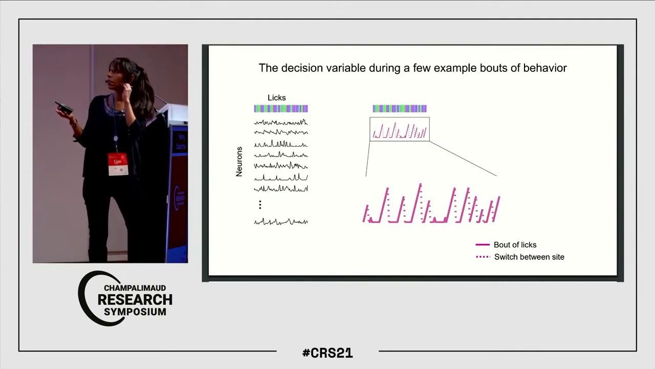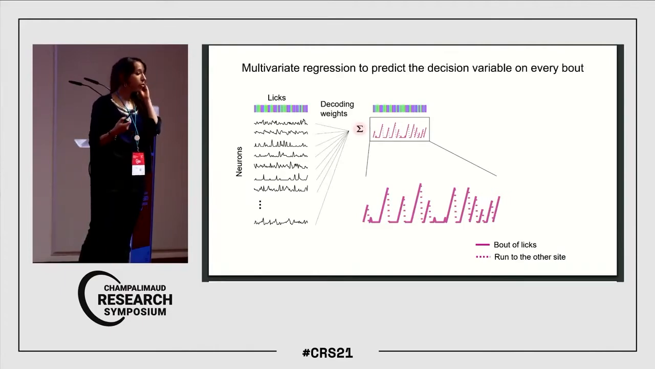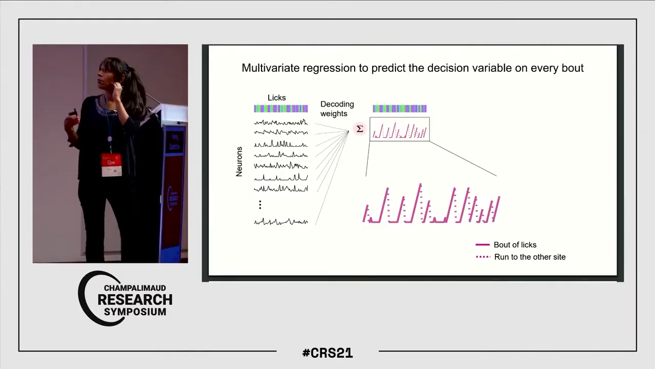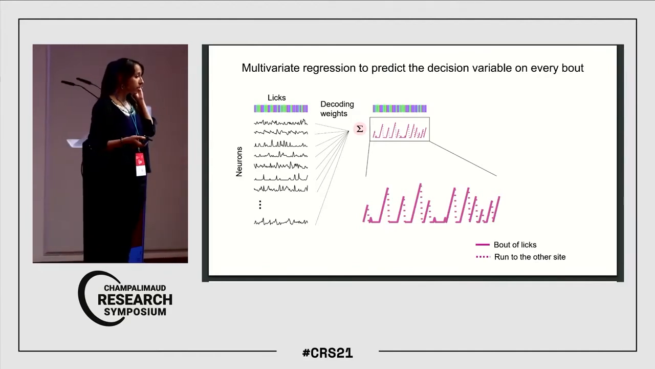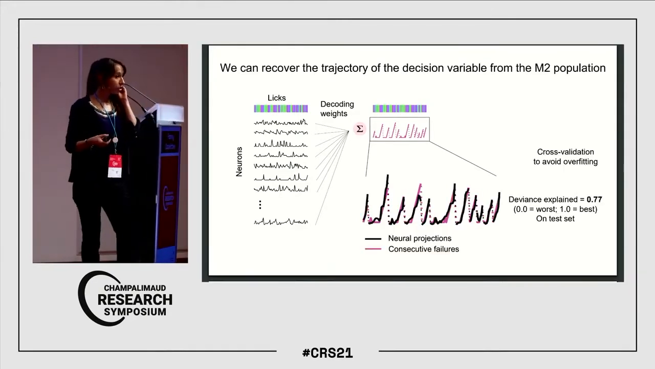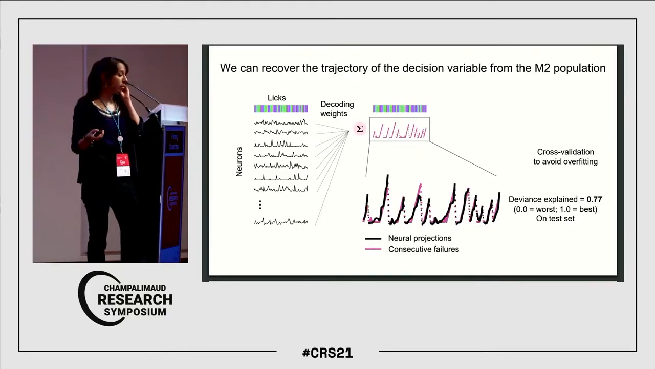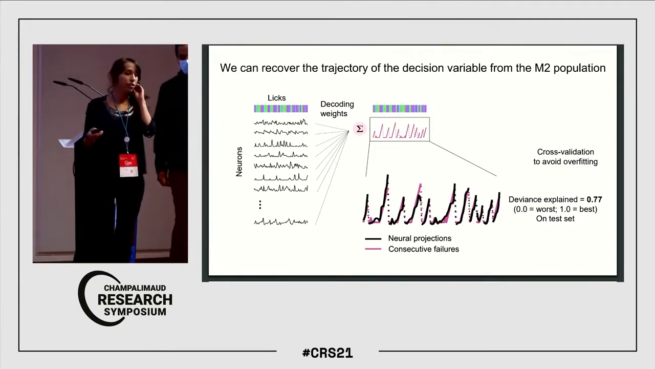So what you can appreciate here is that the decision variable is actually quite different on a bout-by-bout basis. And we would like to recover this variability. And to do so, we use a simple method. It's actually a multivariate regression that just tries to find a set of weights to apply to every one of these neurons, so that when we take the weighted sum of this population activity that is shown here in black, we do a pretty good job at recovering the trajectory of this decision variable.